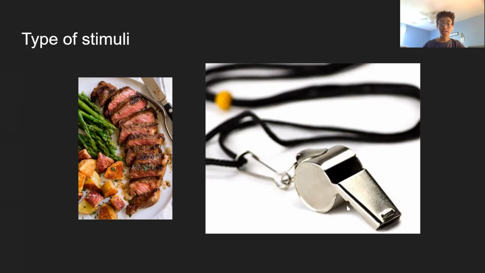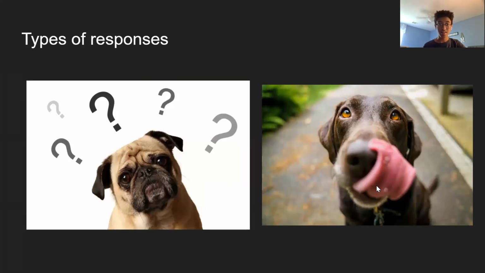Now, the conditioned response to this whistle is what we will discuss in the slide here. So there are two types of responses. There's an unconditioned response and then a conditioned response. So the unconditioned response is when you blow the whistle and nothing happens, or when you put the steak in front of the dog and it gets happy. Those are the natural things that you would expect.